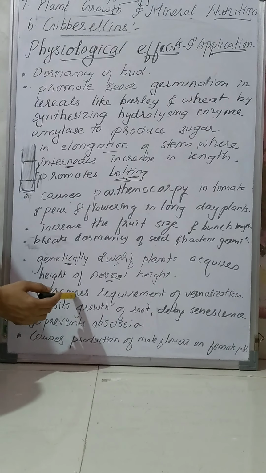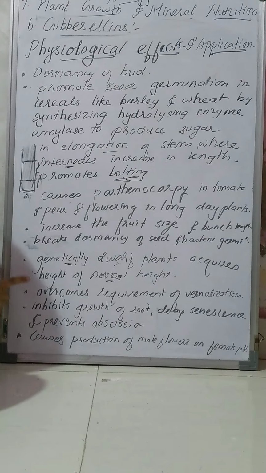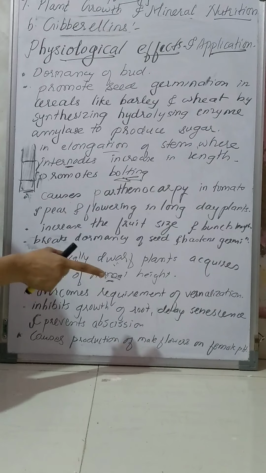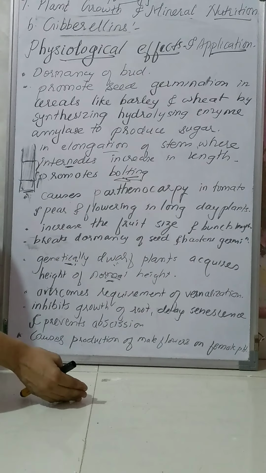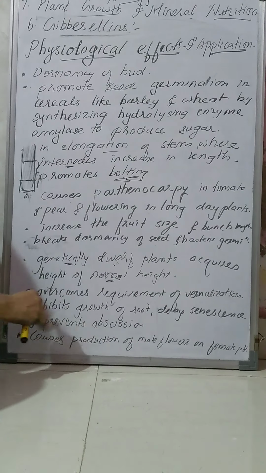It also overcomes the requirement of vernalization. Then it also inhibits the growth of root. It stops the growth of root. It also delays senescence. Senescence means old age. So it delays the senescence and it also prevents the abscission. Abscission means falling, so it prevents abscission.